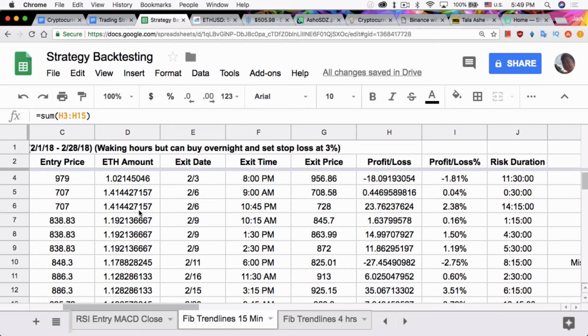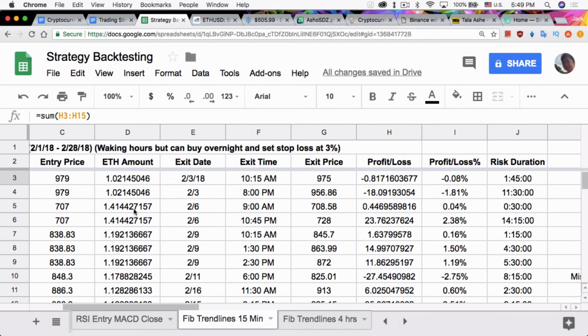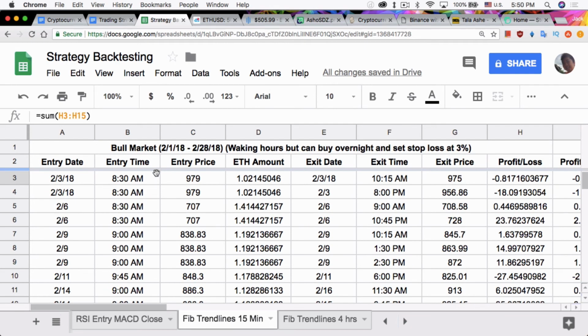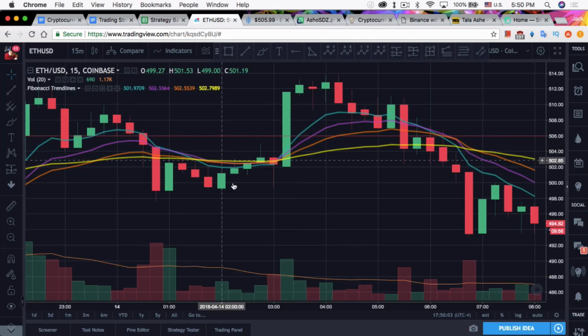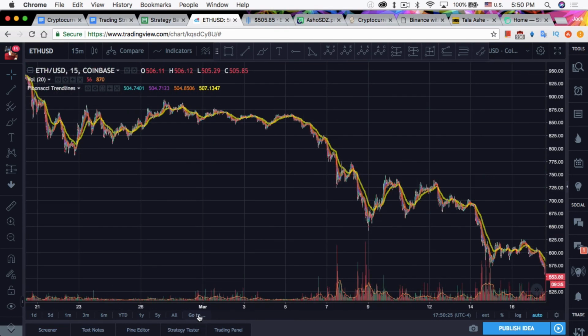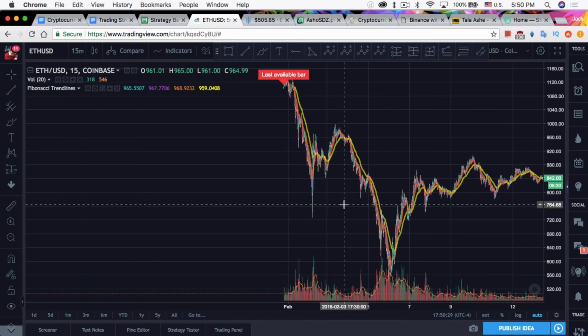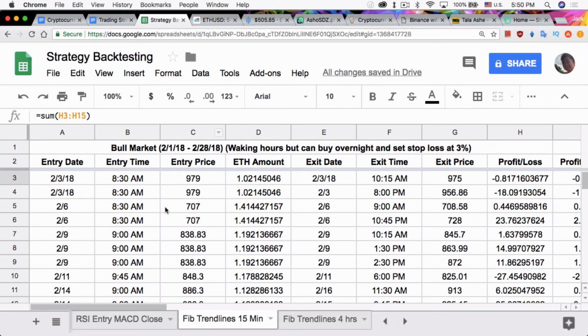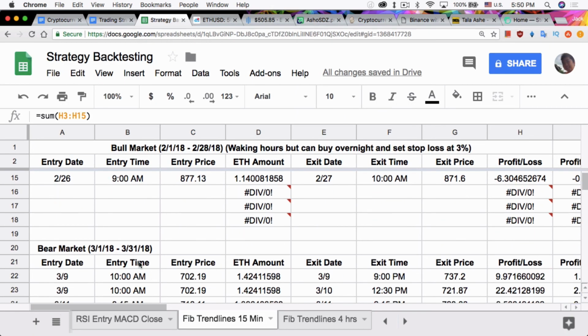And again, I quote this as a bull market, quote unquote, February. It's really not quite a bull market, but with a 15-minute chart, you can't go as far back as last year. Anytime before February, they just don't have it. Let's just say we go to January, it won't even have that data. Let's just say the last available bar is February. So that's the reason why I end up testing for a bull market in February and a bear market in March.